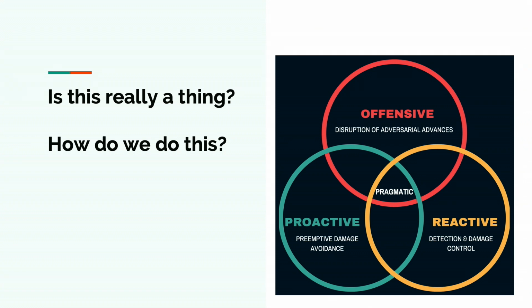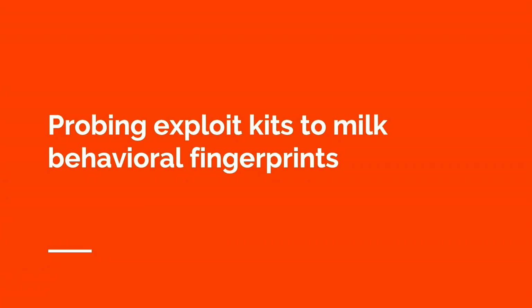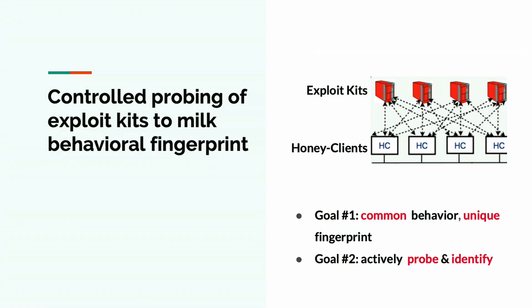So the first part I'm going to talk about is this work of probing exploit kits to extract what we call behavioral fingerprints. Okay? So how do we do this? Basically, we deploy these exploit kits because I told you that we have access to about 40 different families of exploit kits. So you can deploy them and play with them and see what happens. So we did exactly that in a controlled environment, of course.